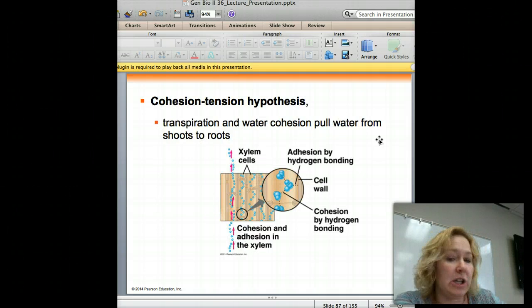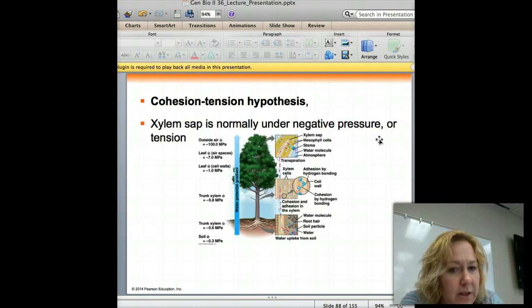Cohesion tension. Let's talk about this. Cohesion versus adhesion. Both are hydrogen bonding. Cohesion pulls the water from roots and shoots. So does adhesion. So there's some cohesion and some adhesion. Xylem sap is under negative pressure because it's ready. It's ready to go.